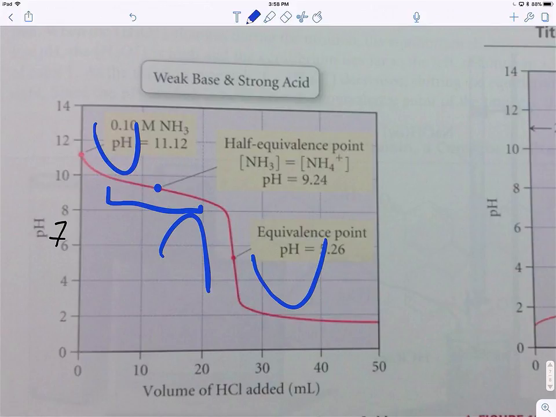And then the equivalency point. So here's 7. 7 is right here. Notice that the equivalency point is below 7. So weak base plus strong acid gives you an acidic salt. So at the equivalency point, the salt-only solution is acidic, which we learned before.